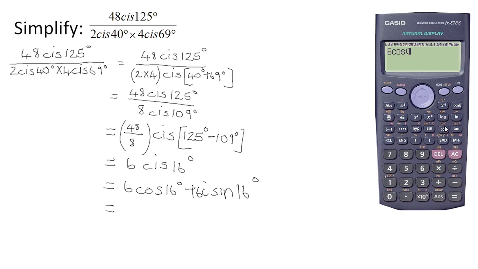6 cos 16 degrees, and you can punch equal. You will get 5.768, rounded off to 3 places. Then you clear. Again, 6 sine of 16 degrees, close the bracket. That equals plus 1.654 i, very important, i. And that is your answer in standard form.